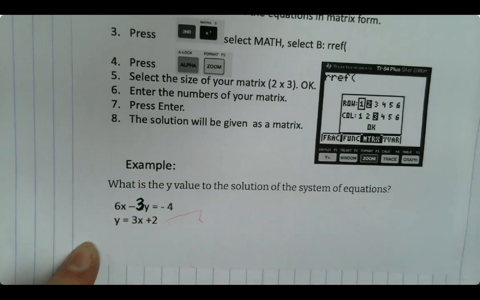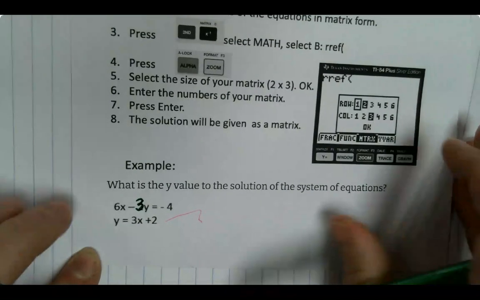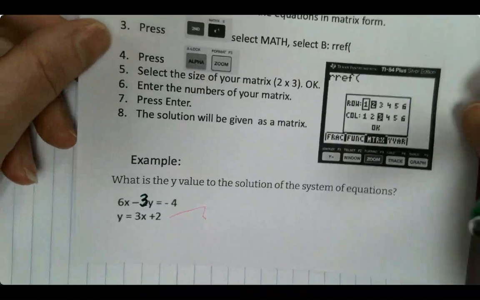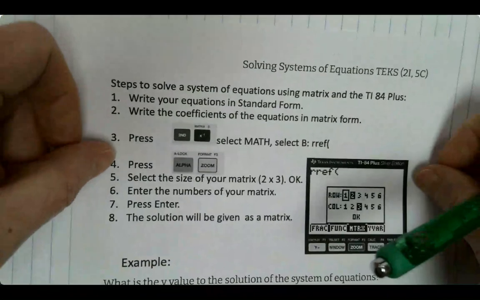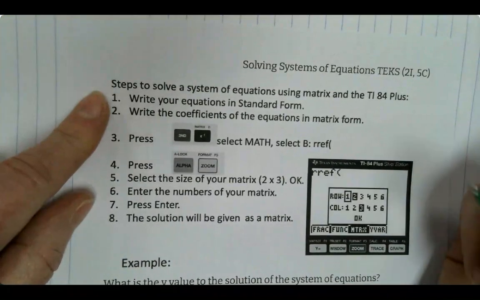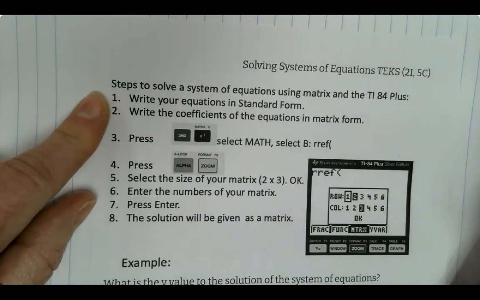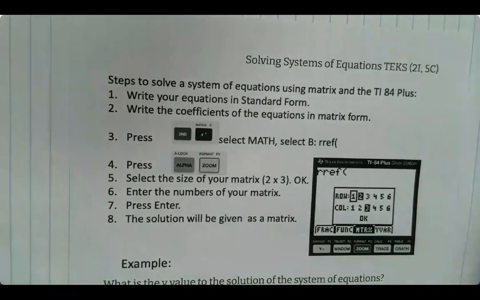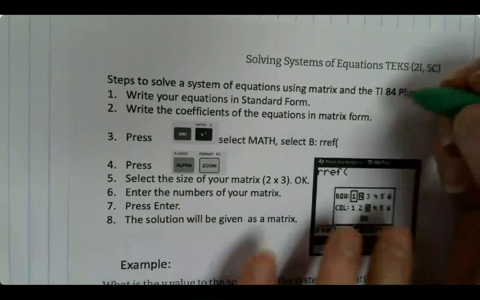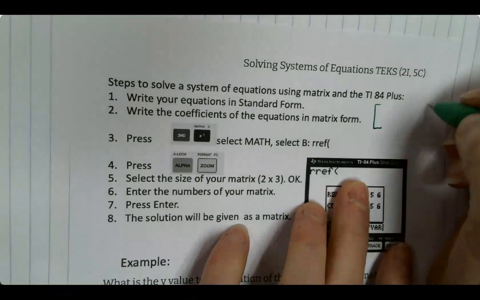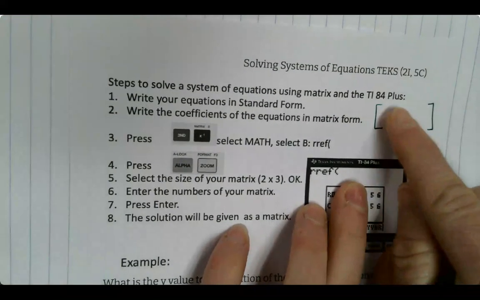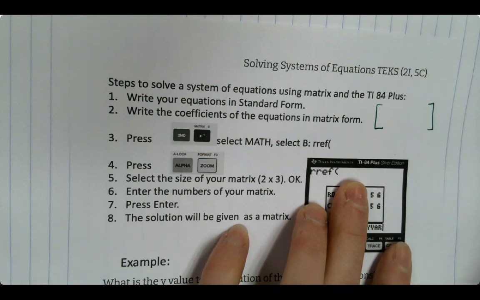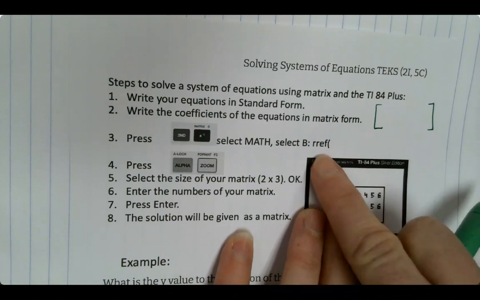We're going to review systems of equations and how to solve them with the matrix. So solve a system of equations using matrix and the TI-84 Plus. A matrix is whenever you do the little brackets like this, and you have numbers in the entries, rows and columns, and we simplify it using the RREF.